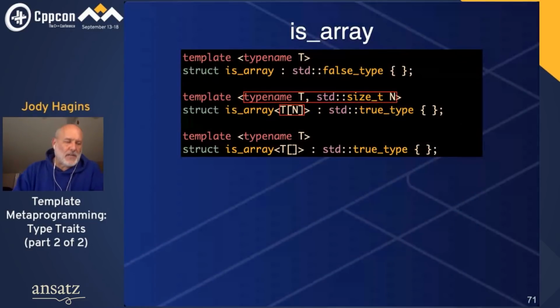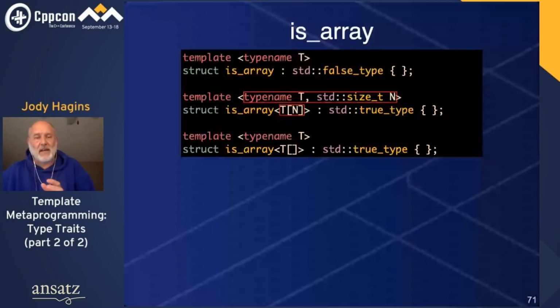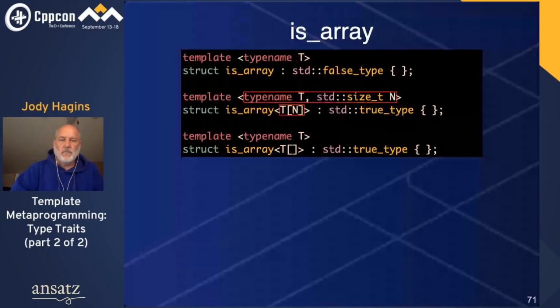The second specialization is for an unbounded array, which has no size. So its type doesn't have a size. This one's just going to match any unbounded array. It doesn't matter what the type is, just any array at all. And these arrays can have arrays within them, right? T itself could be a list of arrays. That's okay. This is just any array.